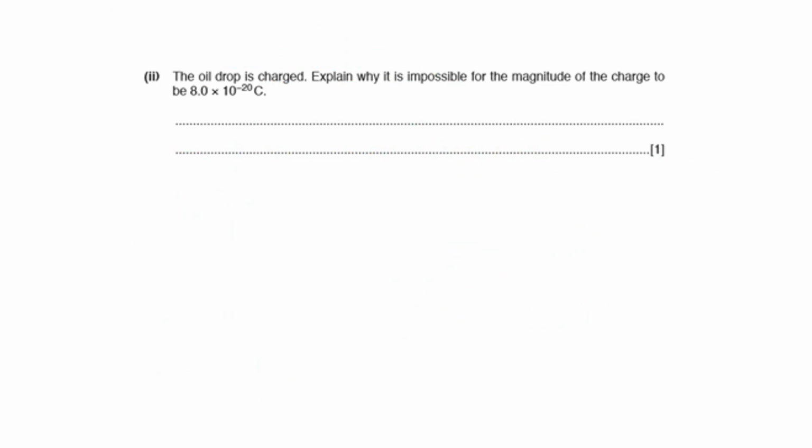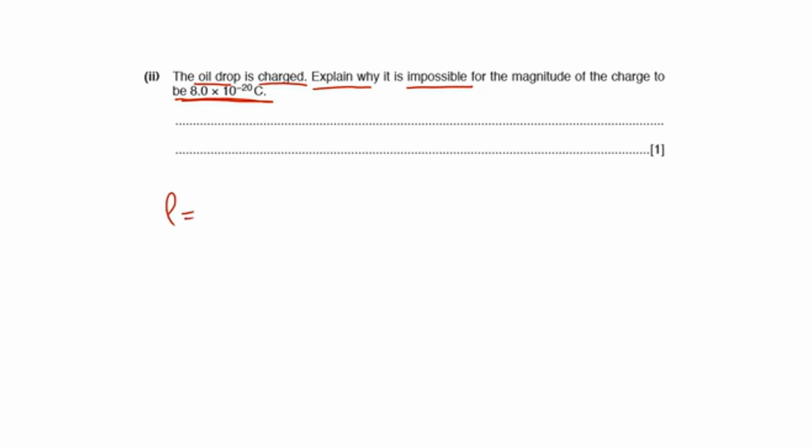Okay, let's try to answer part 2 now. First of all, we need to understand what the question is asking us and what is given to us. It is given to us that the oil drop is charged, so simply we can write down the oil drop is charged. And we need to explain why it is impossible for a charge to have this magnitude, this much charge, 8.0 times 10 to minus 20 coulombs. It is impossible. So how can we answer this?